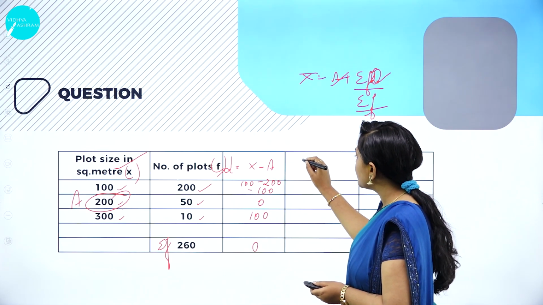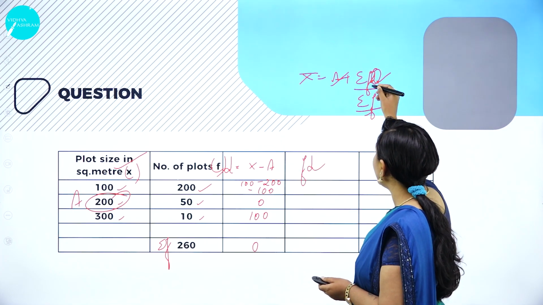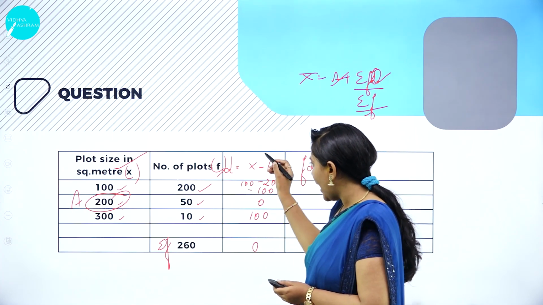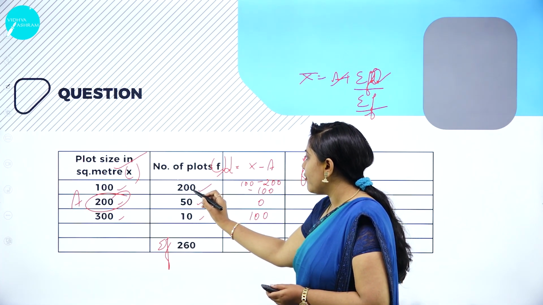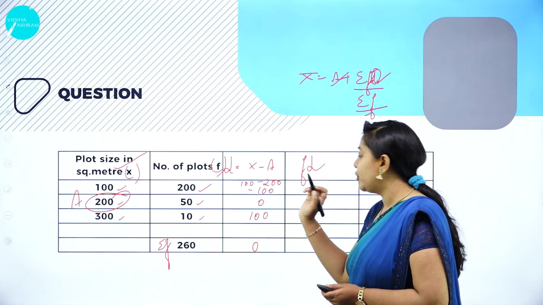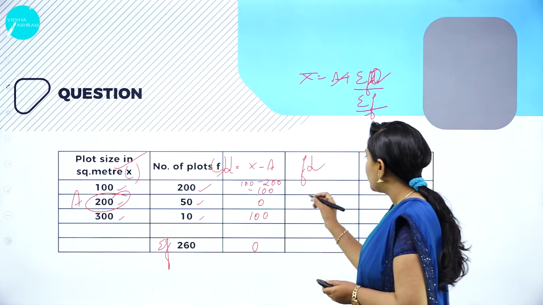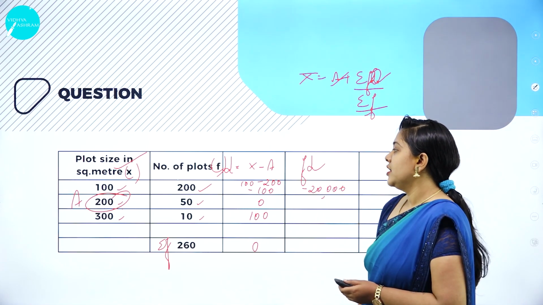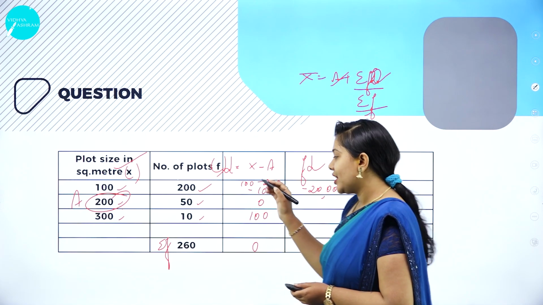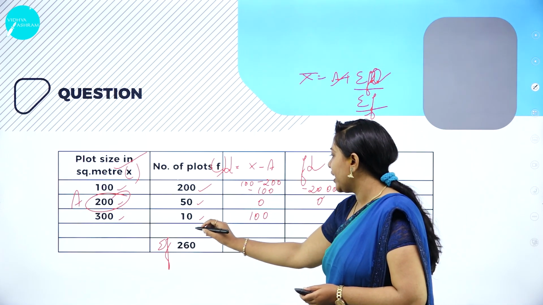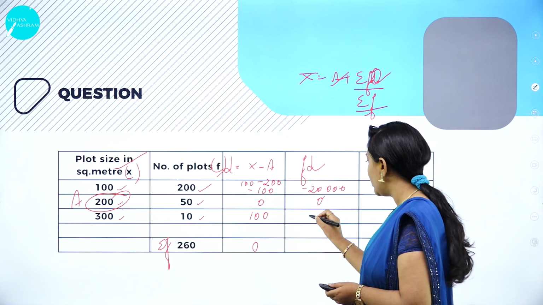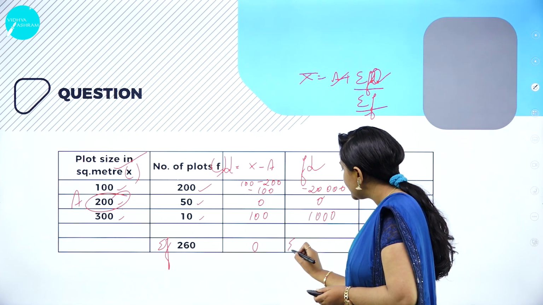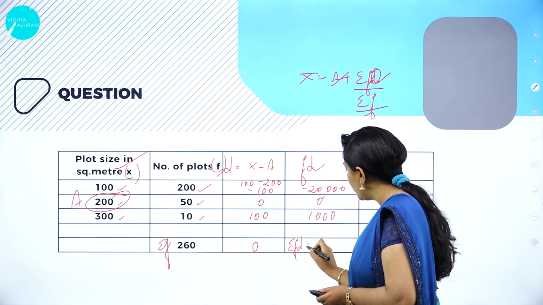Next, let us find FD. So what we want is sigma FD. F is here and D is here. So what is F? 200. 200 into minus 100 will be minus 20,000. Correct? Yes. So 50 into 0 will be 0. And 10 into 100 will be 1000. So if you add all the data, sigma FD is equal to how much?